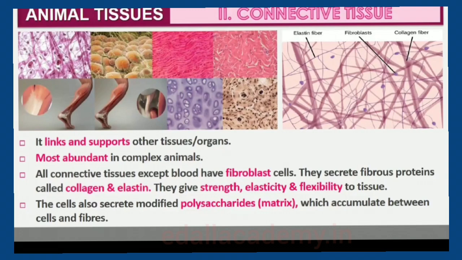In all connective tissues except blood, the cells secrete fibers of structural proteins called collagen or elastin. The fibers provide strength, elasticity and flexibility to the tissue. These cells also secrete modified polysaccharides, which accumulate between cells and fibers and act as matrix, ground substance.